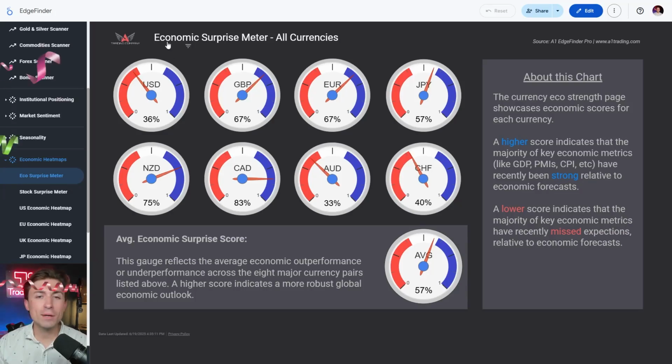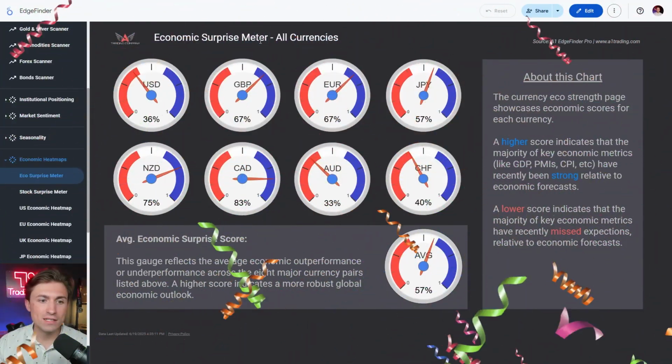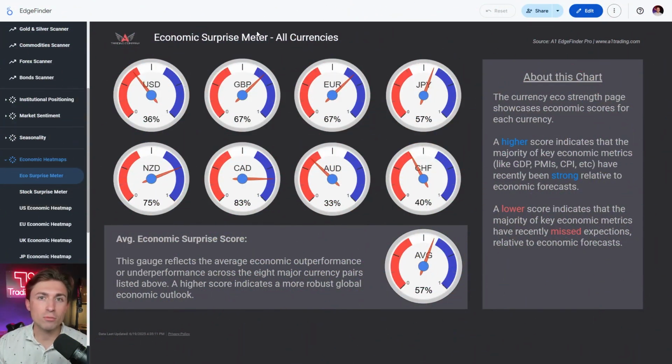Today we'll be talking about the brand new economic surprise meter and the stock surprise meter within the Edge Finder. Let's jump right into this. So what you're looking at here is the brand new economic surprise meter. And what you can see right off the bat is you have 8 gauges here across the screen.